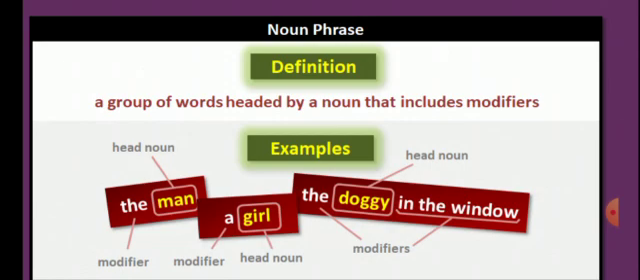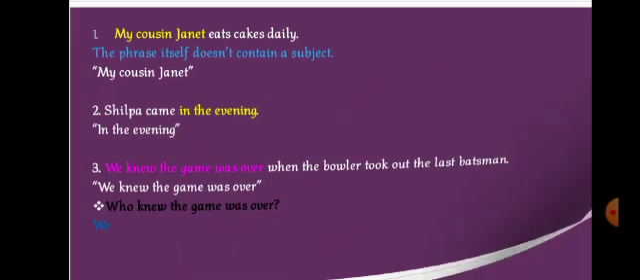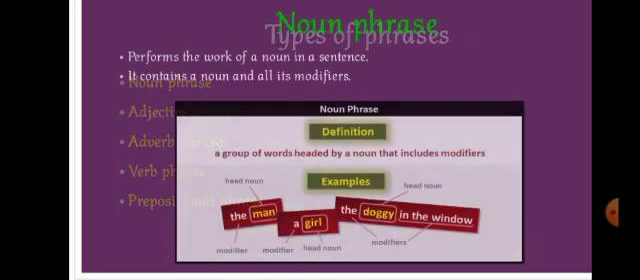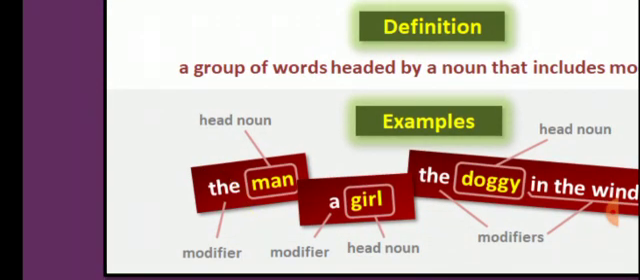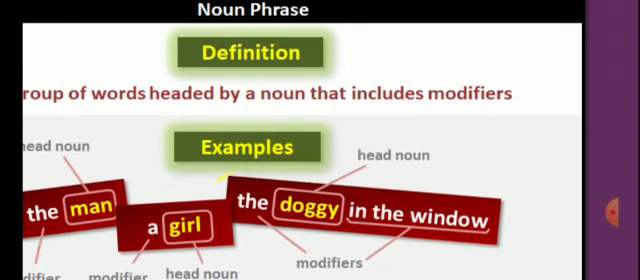There are three noun phrases given, right? The man, a girl, the doggy in the window. In the first example, the man, man is the noun in this phrase. The is a modifier, it's an article. Similarly, a girl, a is a modifier, girl is the noun. The doggy in the window: the is an article modifier, and in the window is another modifier. Doggy is the main noun, it's a dog. So a noun phrase compulsorily will have a noun. That's important, right? A noun.